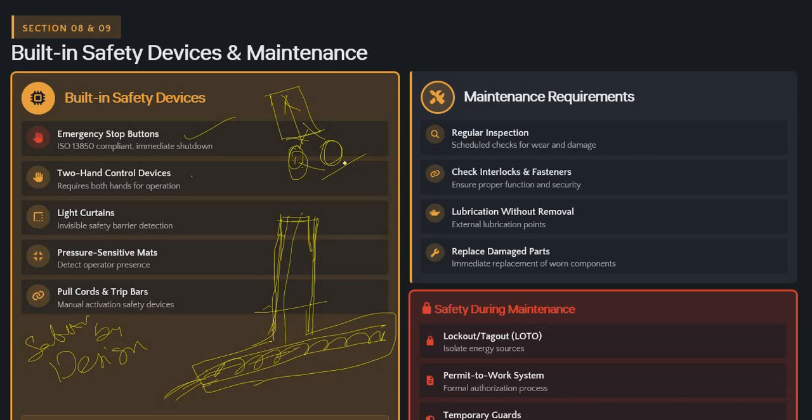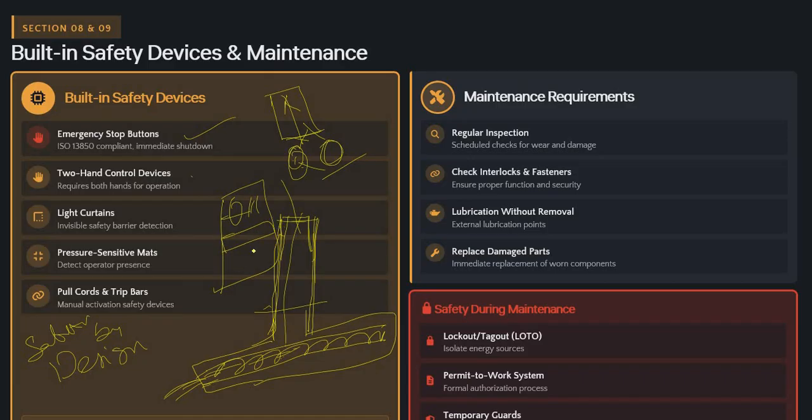And the light curtain. This is a safety barrier detection. Whenever someone enters the danger zone, it will detect and stop. And pressure sensitive mats again. Whenever there is a danger zone, where the machine is very dangerous and someone should not enter, we put these pressure sensitive mats. It will detect and it will stop.